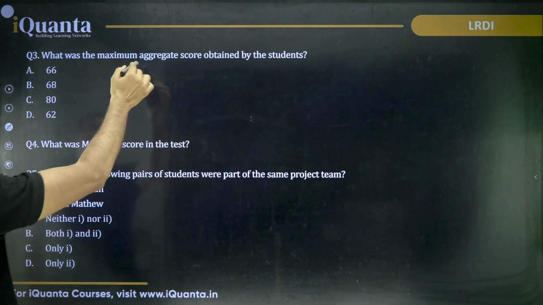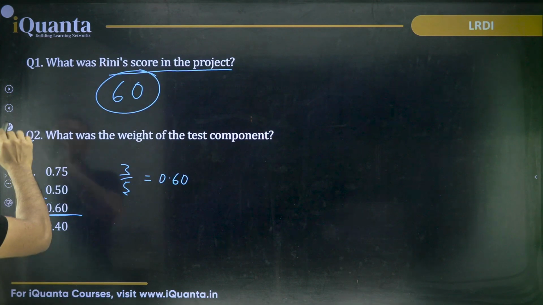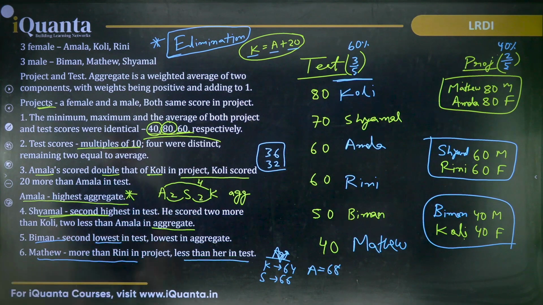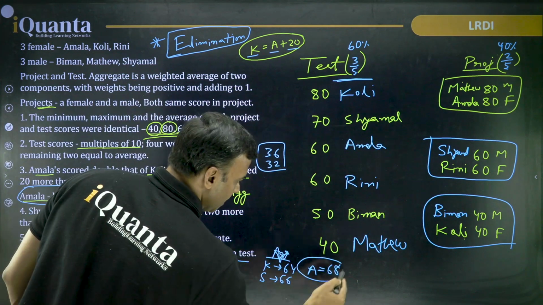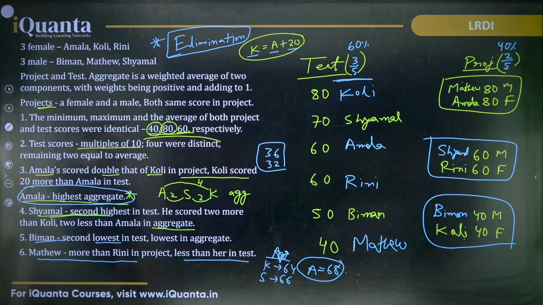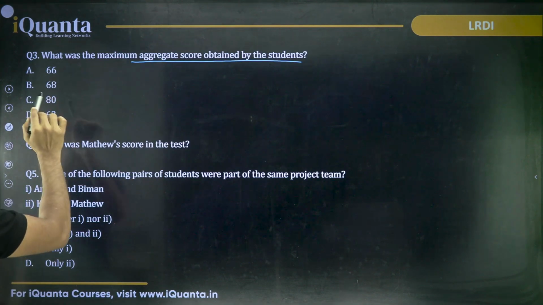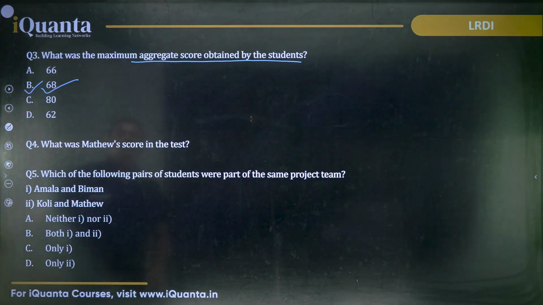What was the maximum aggregate score obtained by the students? Maximum aggregate was which one? I think we have already done that. Anyways, we knew it is Amla, right? Amla is the highest aggregate and the aggregate is 68. So we don't even need to calculate the others as of now at least. So Amla has to be the answer and the value is 68.